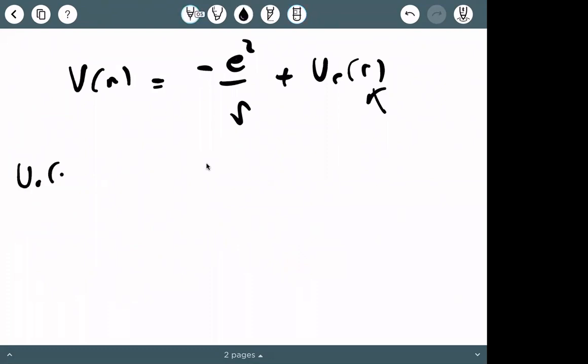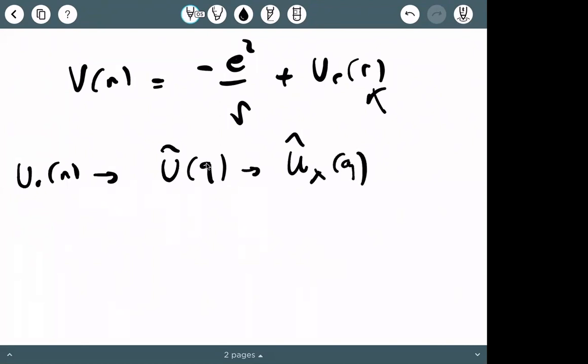We take u of r, we go to the Fourier transform of u of r, which becomes u of q. We regularize u of q. Okay, now comes the point. I don't know u of q. How can I know its Fourier transform, not to mention its regularized Fourier transform? Now comes the point. I know that I'm interested only in momenta that are much smaller than the cutoff.